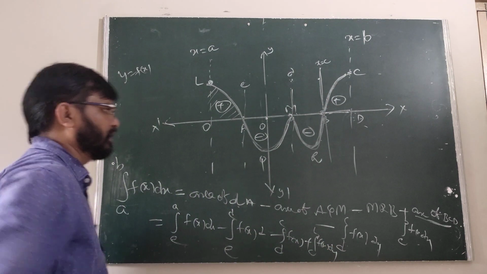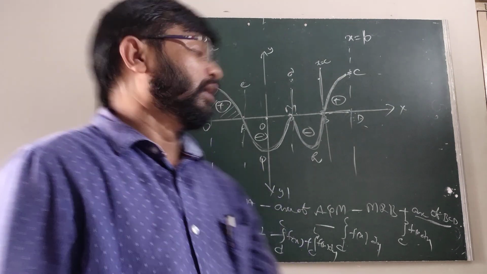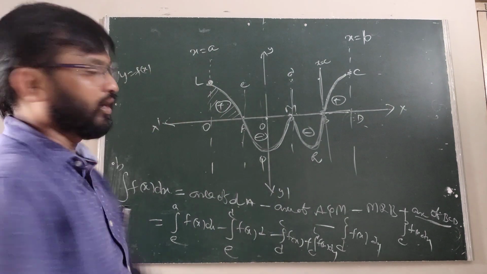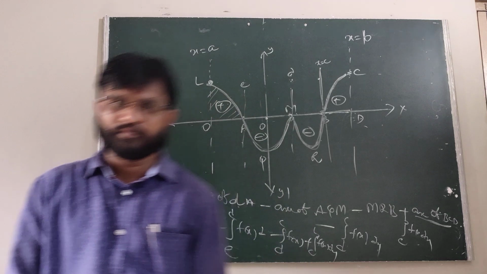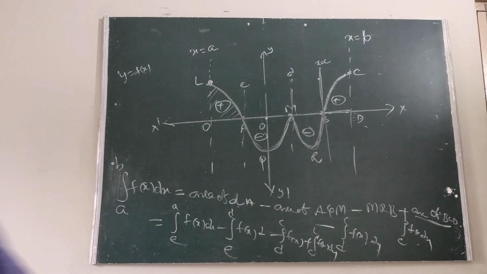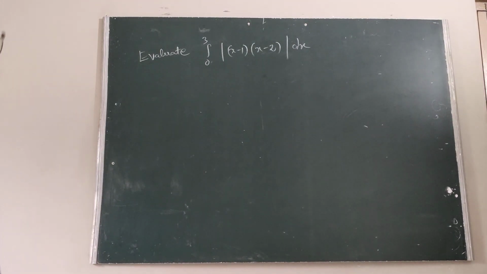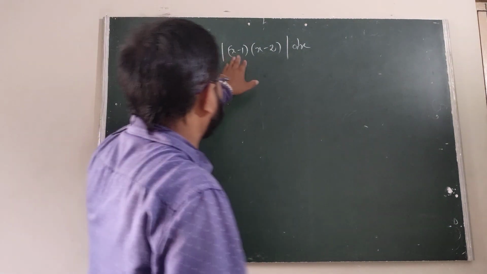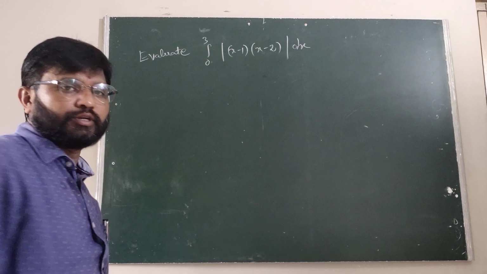This is the geometrical interpretation of the curve y equal to f of x area. Okay, this is the form. Evaluate the integral from 0 to 3 of modulus of (x minus 1)(x minus 2) dx.